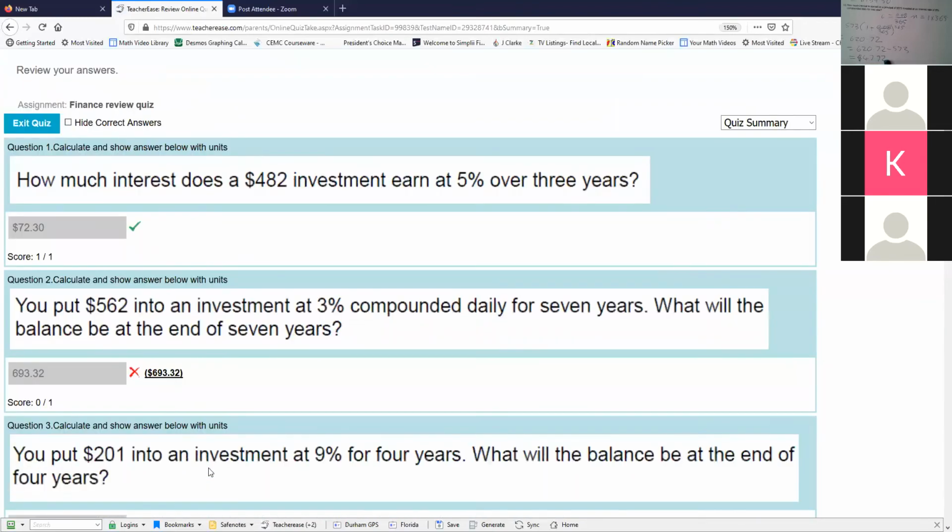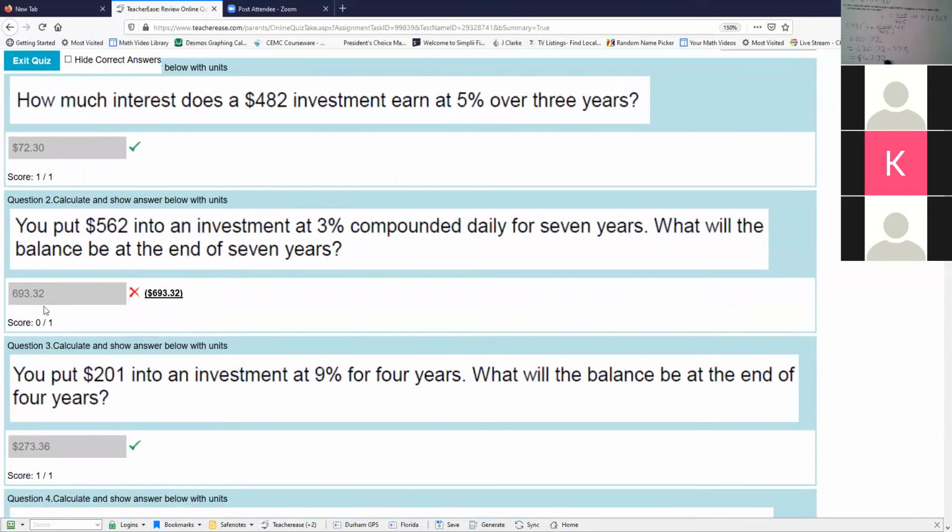Puts 562 in. Where's this one wrong? 562. This should have been 693.32. Well, you know what? Why is this answer wrong? What's wrong with my answer? Same numbers. So why is this answer wrong? You forgot to put the dollar sign. There you go. That's exactly right.